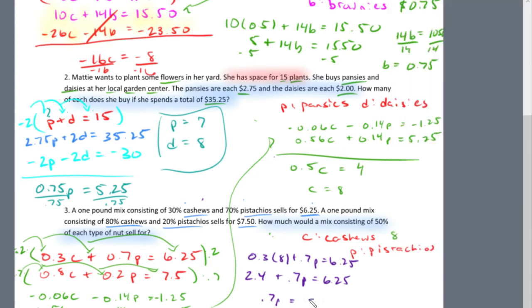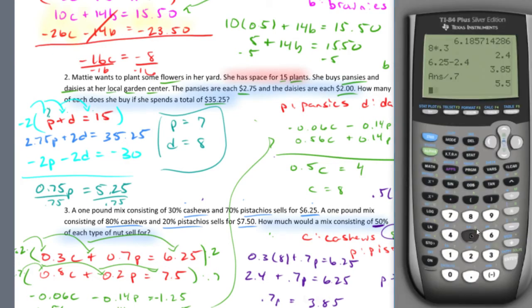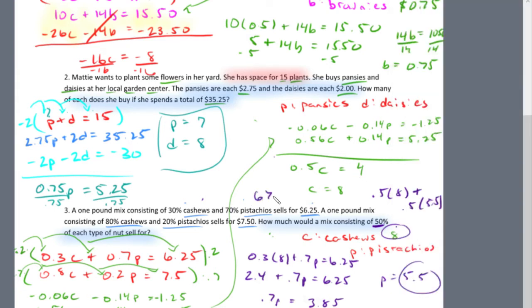3.85 and then p equals 5.5. So now that we know cashews and pistachios, we need to figure out what half of a bag plus half of a bag would cost. So half a bag of these, half a bag of these. So half of 8, so 0.5 times 8 plus 0.5 times 5.5 equals 6.75. Boom. Done. There's your answer.